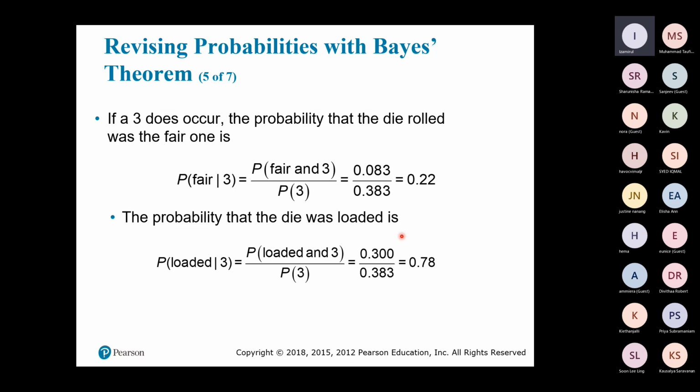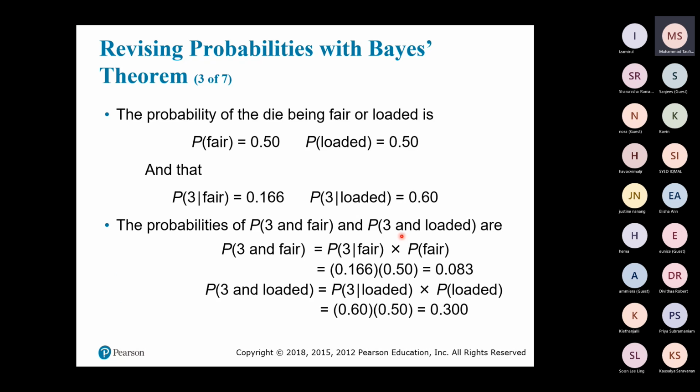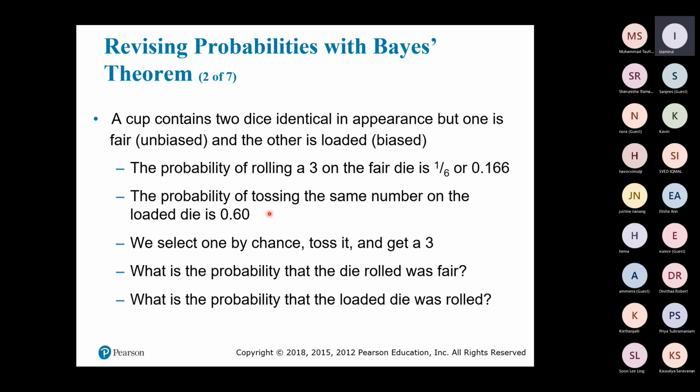Sir, sorry, I have a question. How can it get 0.6 for loaded? How to get 0.6 here? The question already stated that for the modified die, the probability of getting number 3 is 0.6. How to get that figure? Oh, the figure. This one is already modified, so you modified the die.